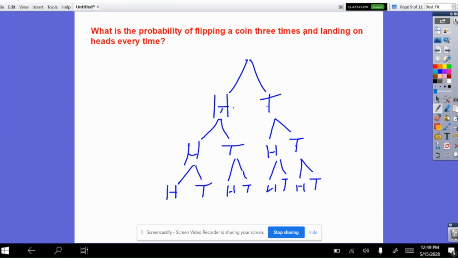So what's the probability of flipping a coin 3 times and landing on heads every time? That is this one right here: heads 1, heads 2, heads 3. That's the only time it happens that way. And this one right here is heads 1, heads 2, tails. So the way I would write this down, I've got one scenario that is heads, heads, heads. Now I've got another scenario that's heads, heads, tails. I've got another scenario that is tails.